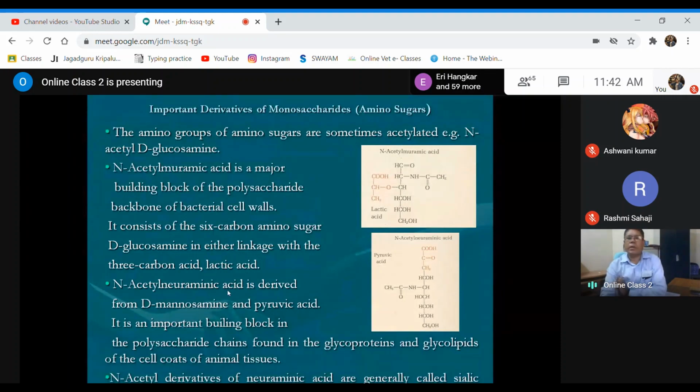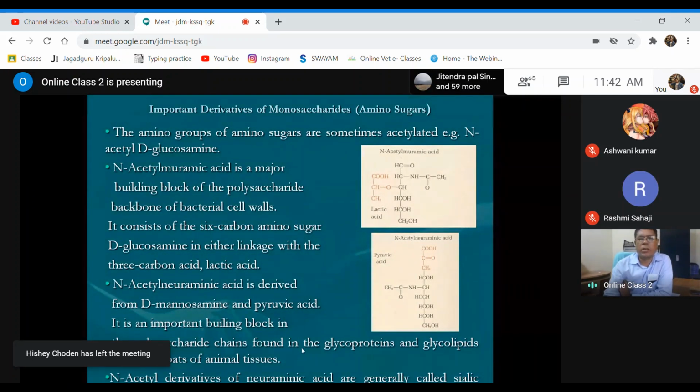Then the next one is N-acetyl neuraminic acid. Let's see what this is. N-acetyl neuraminic acid is derived from D-mannosamine, so the parent compound is mannose with an amino group, and pyruvic acid. It is an important building block in the polysaccharide chains found in the glycoproteins and the glycolipids of the cell coats of animal tissues. N-acetyl derivatives of neuraminic acid are generally called the sialic acids.